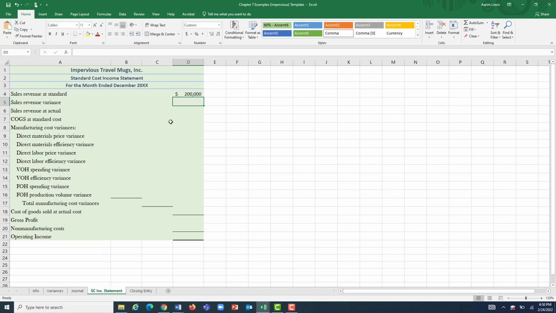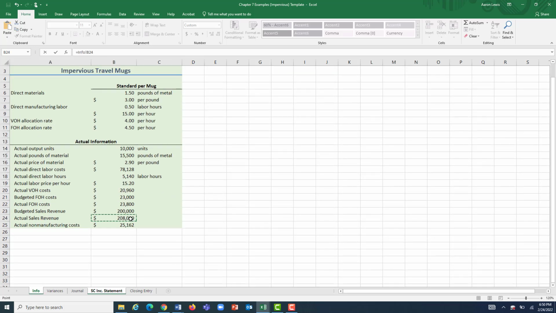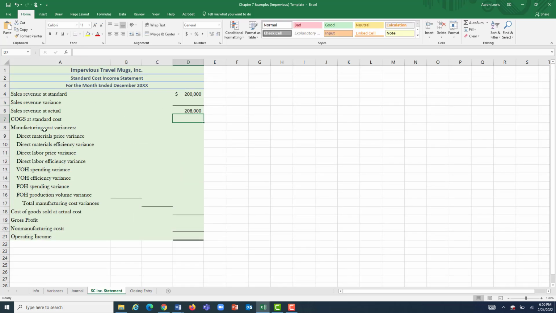Well, that's not what we actually had. I'm going to skip a line down here, and I'm going to see that our actual sales revenue for the period, according to our information, was $208,000, which means that we had $8,000 more sales revenue than we were proposing we should have given the number of units that we made and sold. That is a favorable sales revenue variance.